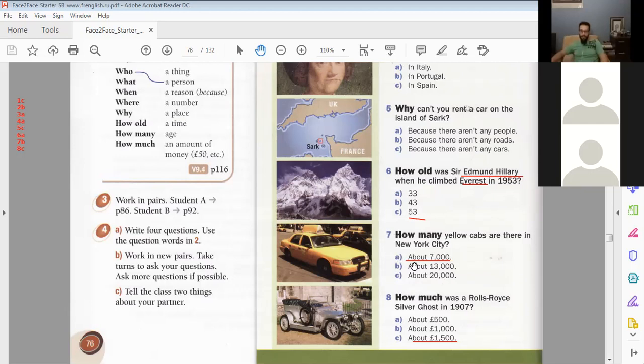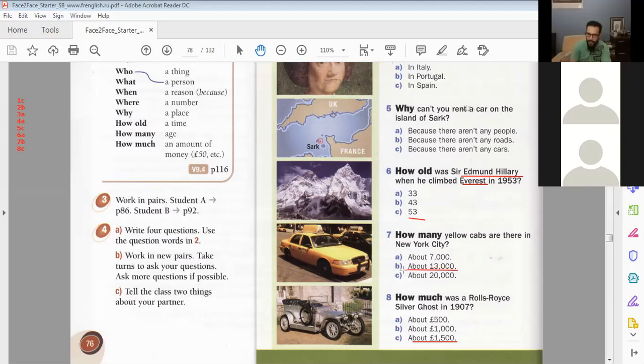This was also your answer. Your guess, Manan? It was B, about 13. You chose B, but the truth is there are 7,000 yellow cabs, the yellow taxis in New York. Okay, that's not right, number 2. No, the correct. Correct. Sorry. So your answer is correct, forgive me. Yes, you're right. Correct. Your answer is correct, 13,000.